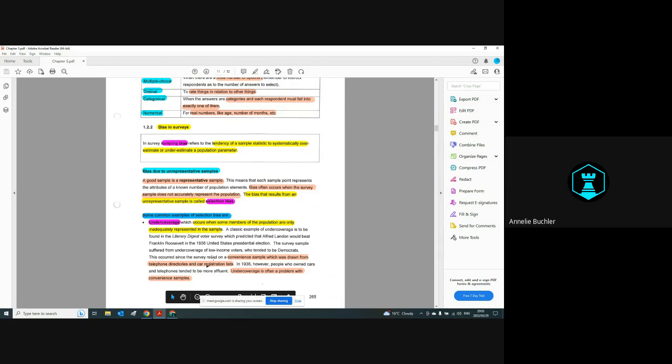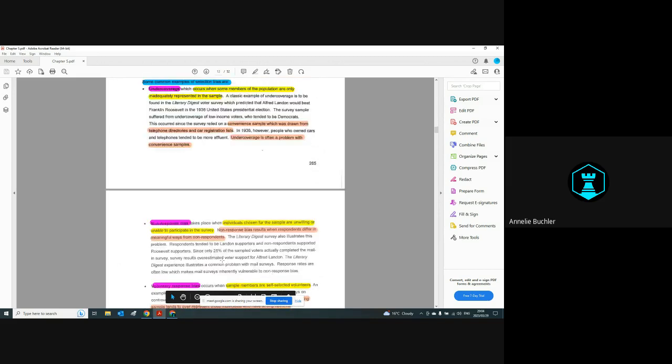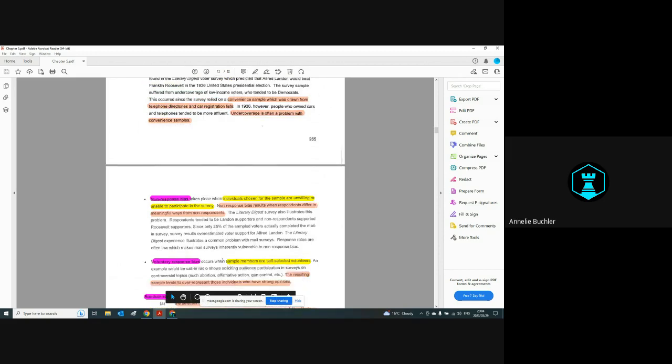Then you get convenience sampling, okay, which you can get from telephone directories and car registration lists. This is also a bit of a sample or selection bias, because it doesn't really reflect the population, it's convenience sampling. So a lot of errors can come from there. Undercoverage is often a problem with convenience samples. Okay, so you have to be familiar with the terms.